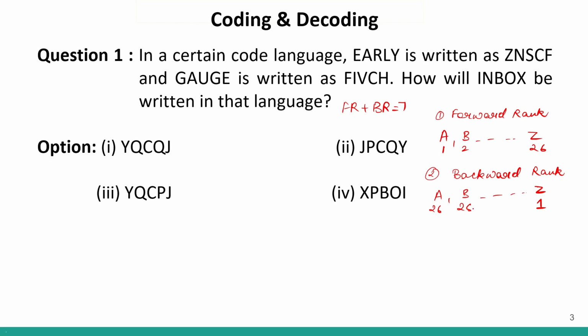For B, 2 plus 25 is 27. For Z also you can see 26 plus 1 is 27. So the sum of forward rank plus backward rank is 27. Now there is a shortcut to remember forward ranks, which is EJOTY. E is 5, J is 10, O is 15, T is 20 and Y is 25. With the help of this shortcut also you can remember forward ranks.